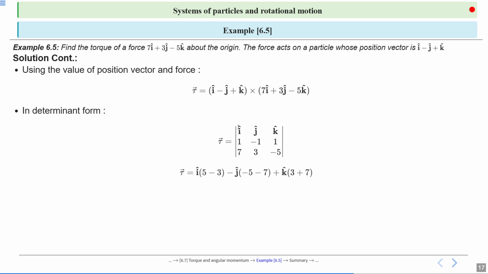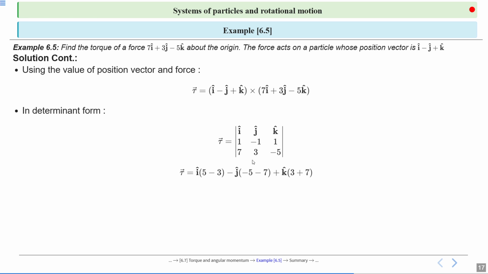So first, i cap. Neglect this and cross multiply with the j cap and k cap columns. So it will be minus 5 into minus 1, so 5, minus minus plus, so 5 minus 3, 3 into 1. So minus. Alright.